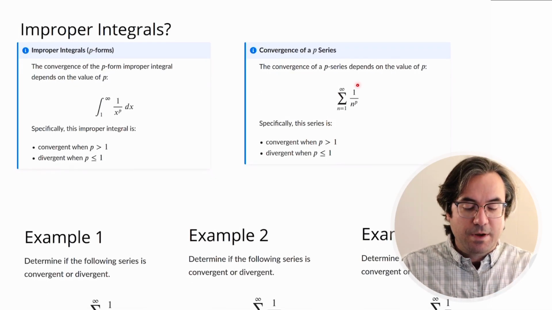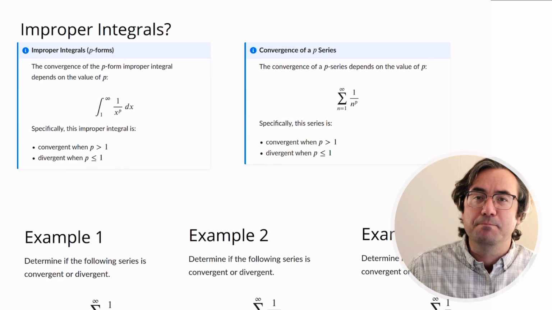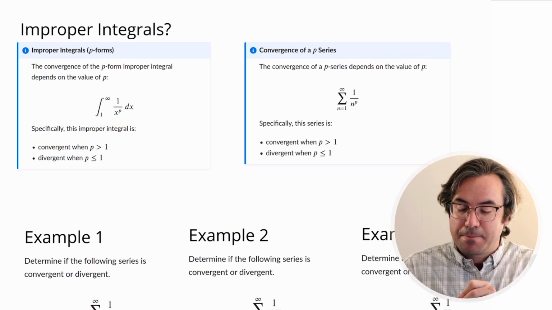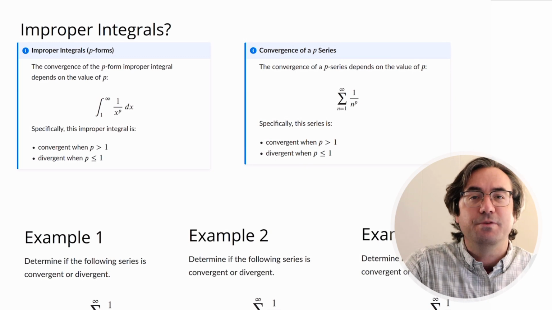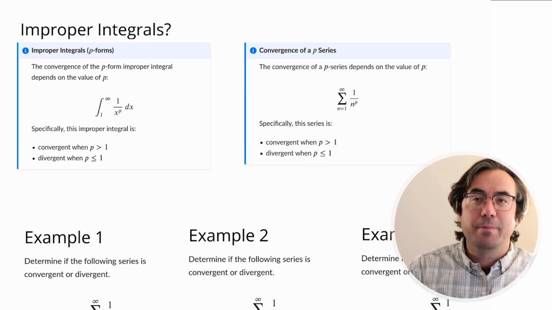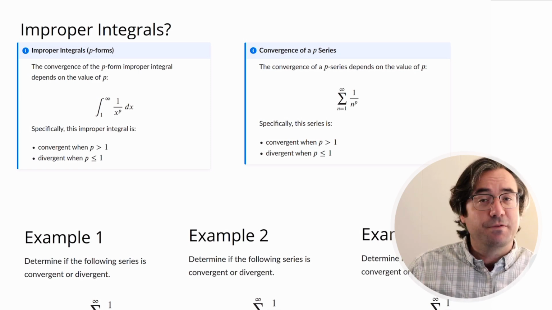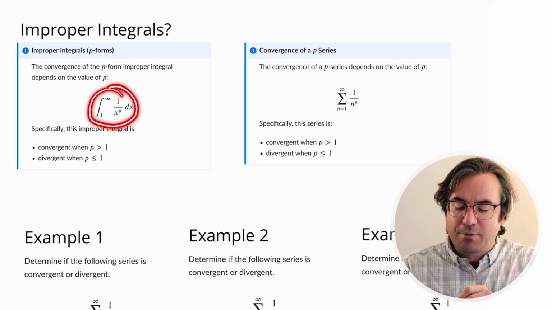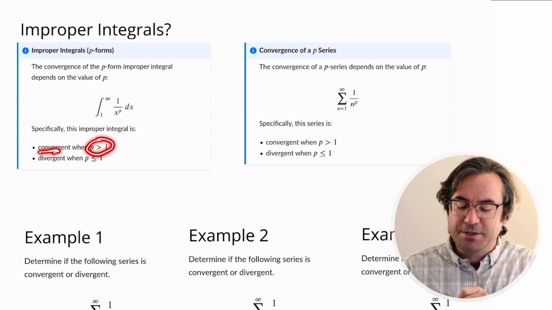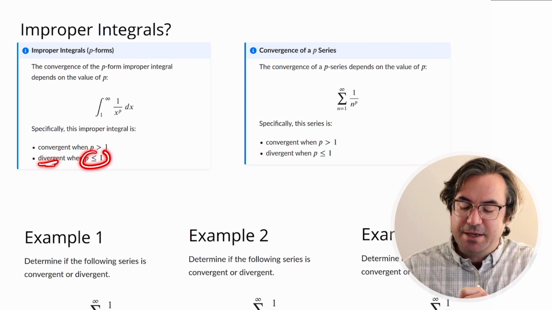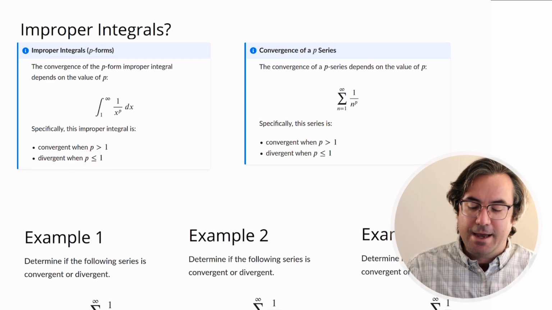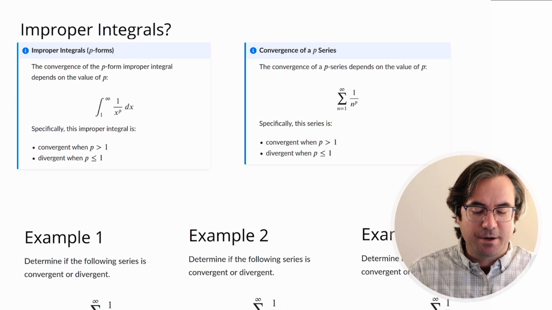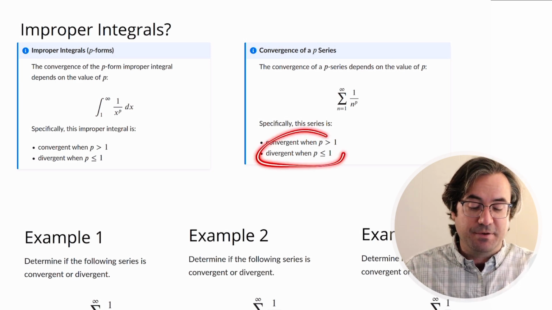And to give a little preview of things to come, we've looked at p-form improper integrals. So we've looked at the improper integral from 1 to infinity of 1 over x to the power p, and we proved some of it in class, that these types of improper integrals are convergent when p is greater than 1 and divergent when p is less than or equal to 1. And that looks very similar to the type of series we're going to be considering here, and the result even.